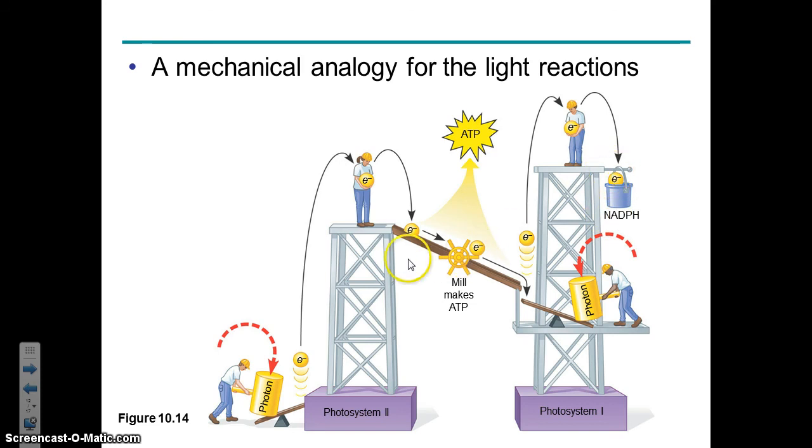What's not shown here, and what's really important, is that this electron needs to be replaced. It's replaced by splitting water and releasing oxygen, and the electrons in water are used to replace the electron that was lost by photosystem 2 when it was excited by light.